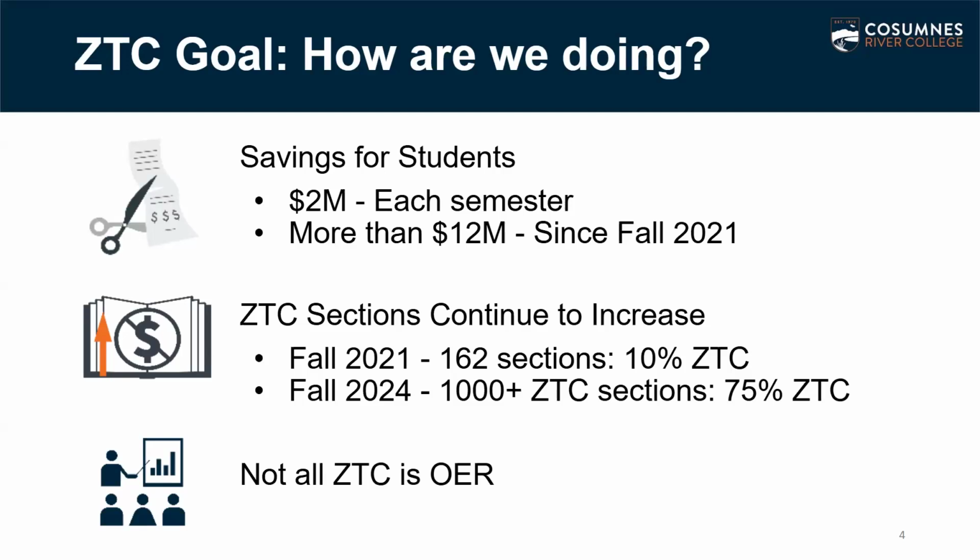When we started in fall of 2021, about 10% of our sections were zero textbook cost. In the fall of this past semester, we had more than 1,000 sections that were zero textbook cost. And not all of our ZTC sections are using open educational resources. OER is really the most sustainable way to do this because the material is free not only for faculty, but for students. And you can make changes to OER, and I'll talk about that next.